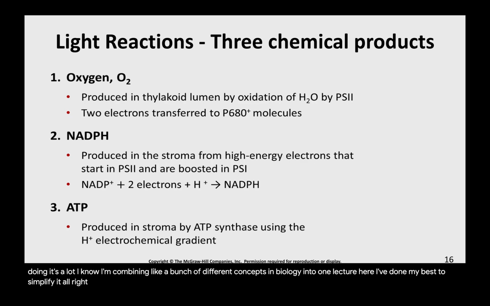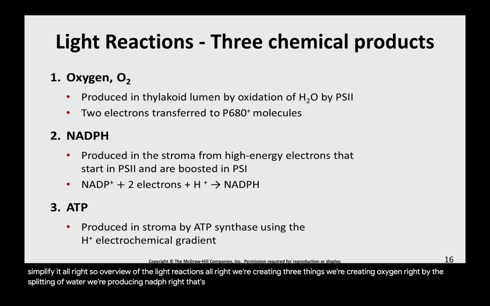All right, so an overview of the light reactions. We're creating 3 things. We're creating oxygen by the splitting of water. We're producing NADPH, the molecule that accepts that electron in the end. That electron's not going to go any further than NADPH. We're also producing ATP by using that gradient built up of those hydrogen ions. So those are our 3 products.